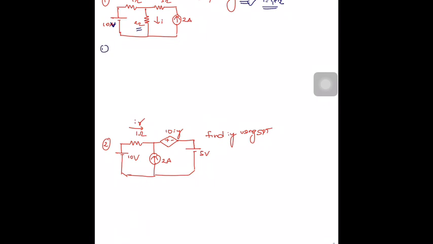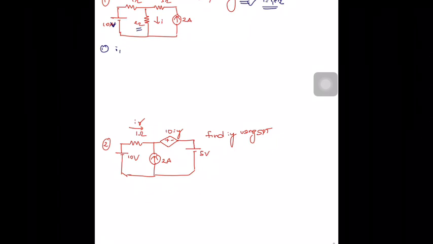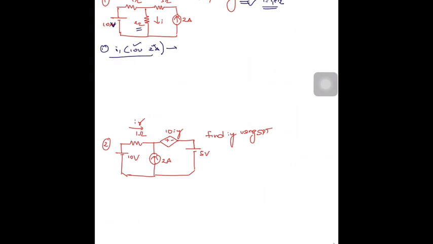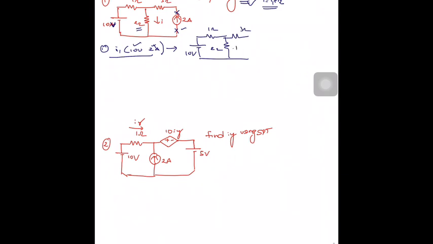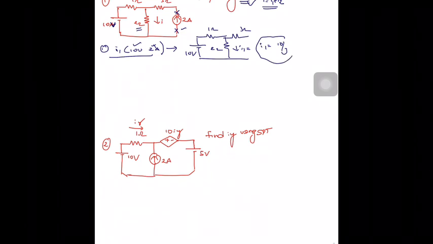So step 1 is finding I1, which means considering only the 10 volts. Neglect the 2 amperes. How do you neglect a current source? You neglect a current source by open circuiting that element, right? Yes. These 10 volts, 1 ohm, 2 ohm, 3 ohm. Current I1. So current I1 is equal to 10 by 3, right? 10 by 3.